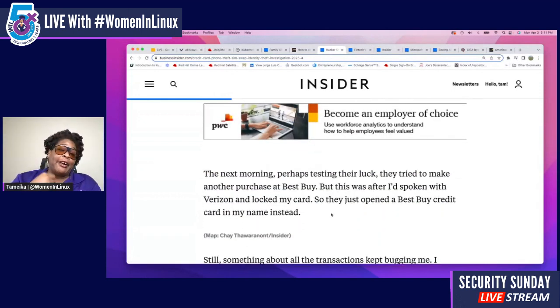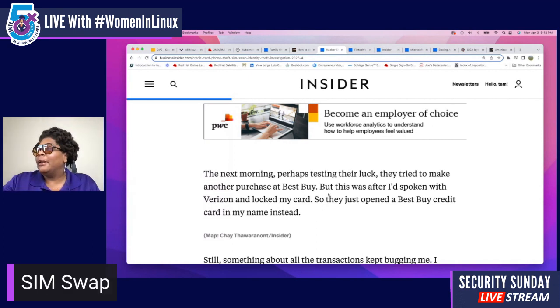Now I don't know why that card wasn't going off when they were making those purchases, because my card would have been going off. My card would have been like, decline. It's over 300. Decline. Is this you? Is this you? No, decline. Right. The next morning, perhaps testing their luck, they tried to make another purchase at Best Buy, but this was after I had spoken to Verizon and locked my card. So they just opened up a Best Buy card in my name instead.